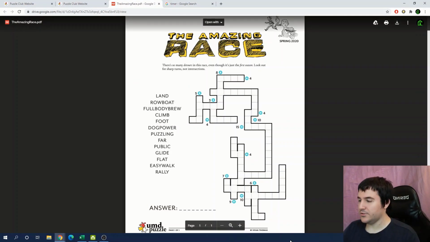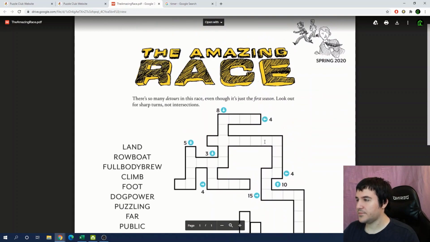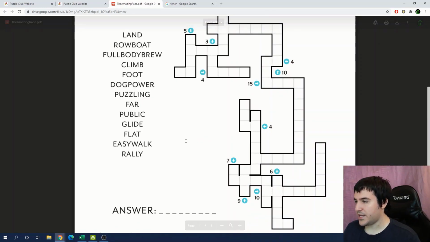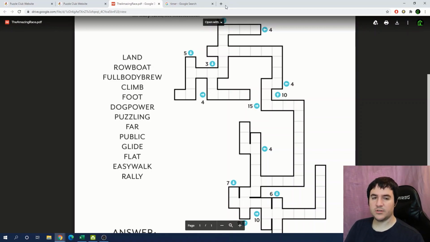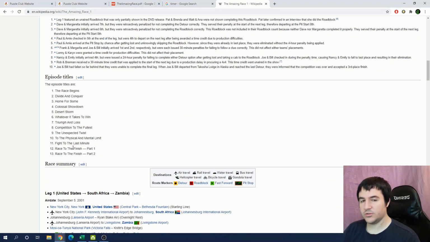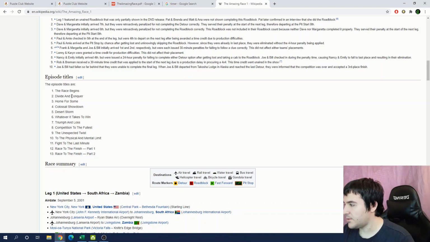This amazing race puzzle looks interesting. I'm gonna give this one a try. There's so many detours in this race, even though it's just the first season. Look out for sharp turns, not intersections. Okay. So I wonder if I actually need to look up the first season of The Amazing Race. All right, I'm gonna go to the first season of The Amazing Race and take a look at the detours. There were 13 episodes and we have 13 words, so that's promising.